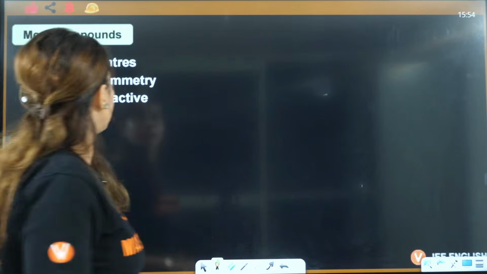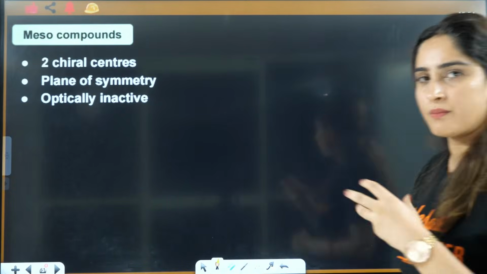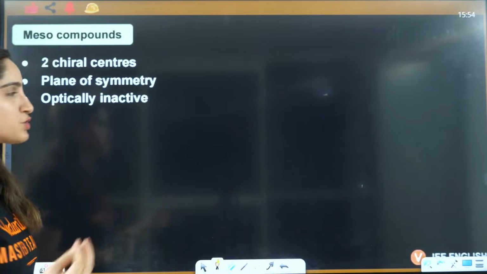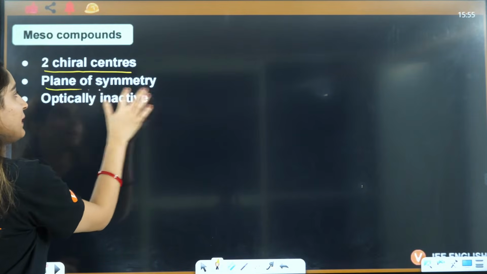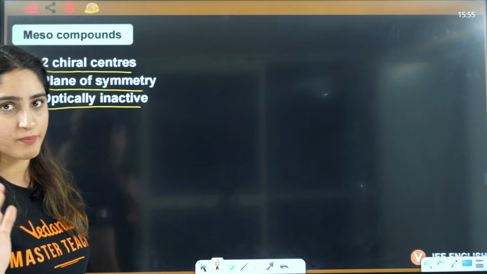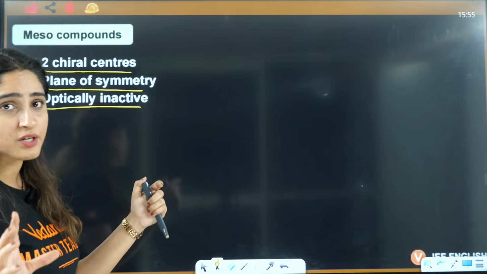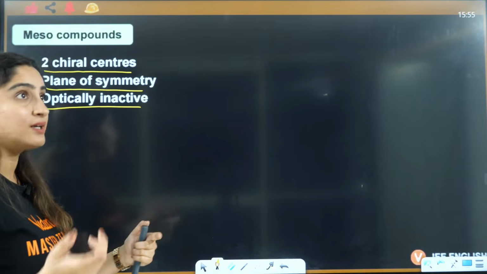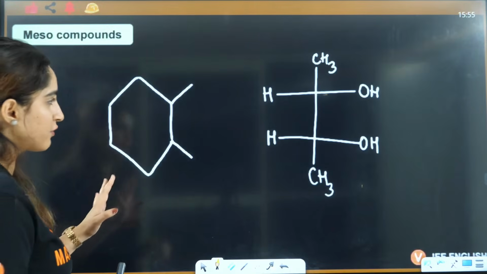Okay, now guys, let's talk about meso compounds, some important definitions we have. What are meso compounds? Meso compounds are those where you have two chiral centers, a plane of symmetry is there, and it is also an optically inactive compound. One of the students was saying in the comments, ma'am, there was a confusing question where I had two chiral centers and a plane of symmetry was also present. These are called meso compounds, and meso compounds are optically inactive.